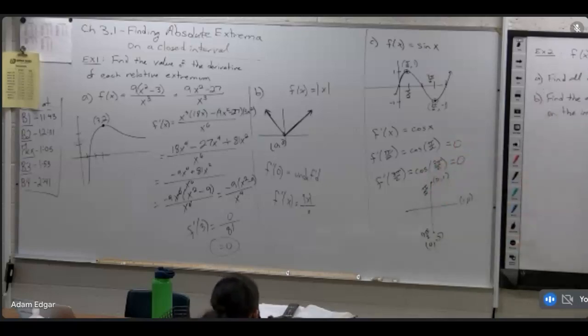So again, that's highlighting that you have an absolute maximum and an absolute minimum at pi over 2 and 3 pi over 2. You plug those into the derivative, and the derivative is 0. So that's always true for relative maxes and relative mins. The derivative will be 0 or undefined at those points.